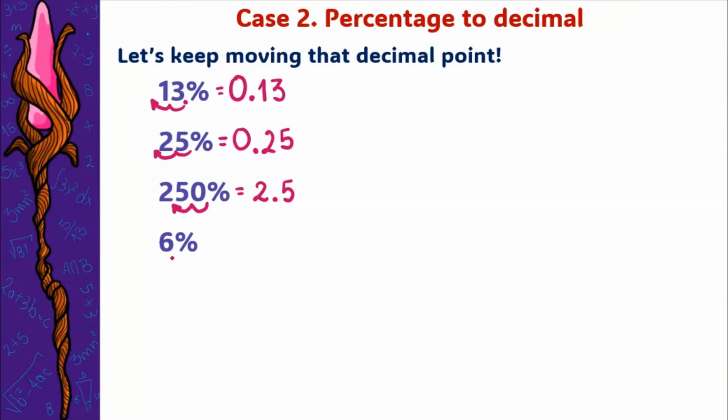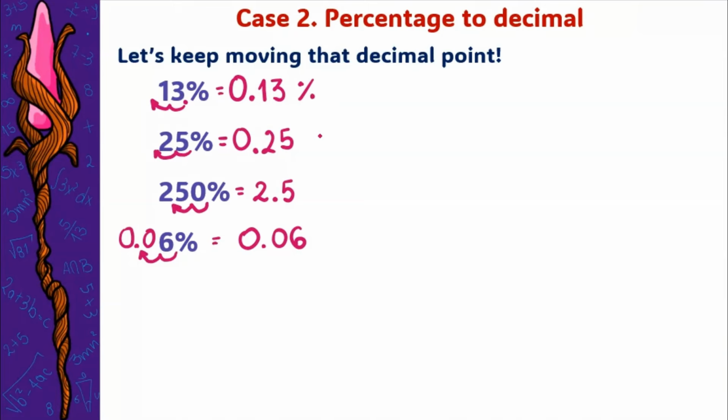Let's see if the percentage has just one digit. Since we need to move the decimal point two places, we are going to need another 0 to complete the number. So it's going to be 0.06. It's very important: when you have already converted into decimal, don't put the percentage sign because that would be wrong. That's a different number.